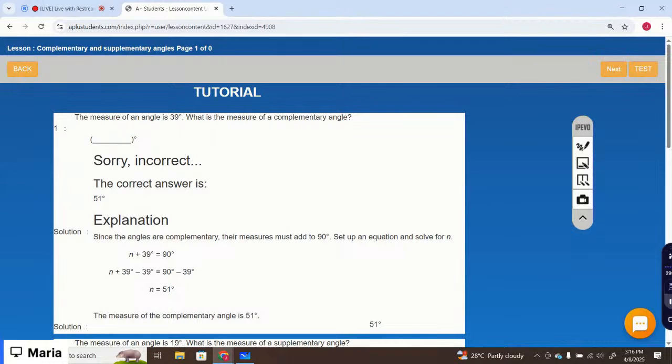So that means 39 degrees plus the missing angle equals 90 degrees. You need to find that missing angle. So just do the inverse of the equation, subtract 39 from both sides. This side we are left with n and the other side 90 minus 39 equals 51 degrees. Let's just start with the test questions.